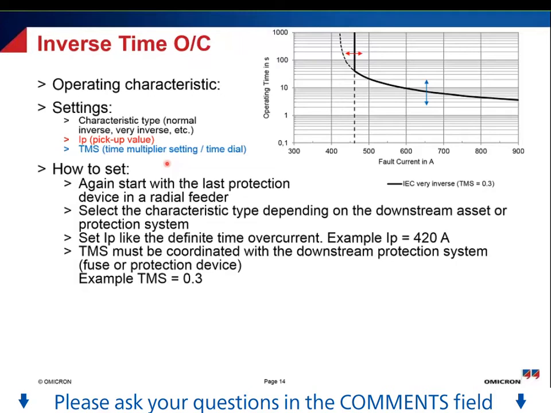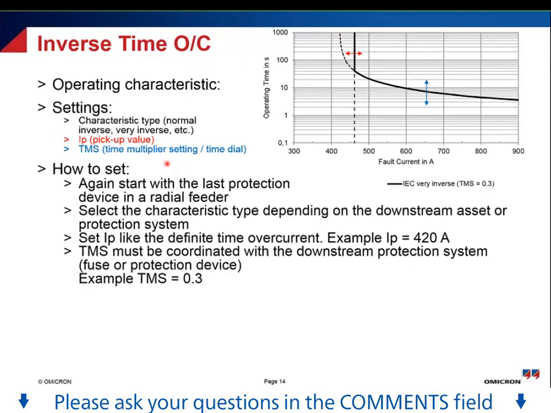And this characteristic type usually depends on the downstream asset or protection system. So for example, if there is a fuse that should be emulated by the inverse characteristic, or if there is a motor with overload characteristics that should also be taken into account by the upstream protection devices. That all has an influence on the characteristic type of the inverse characteristic. And if this is defined, for example, if we choose an IEC very inverse characteristic, then you start to set the pickup value.